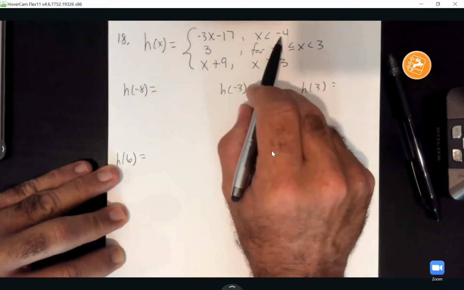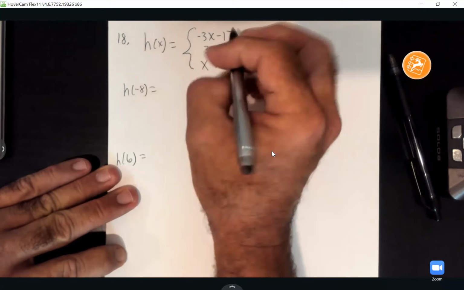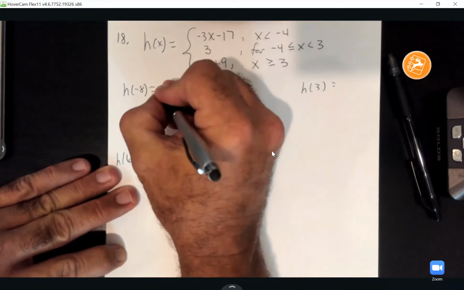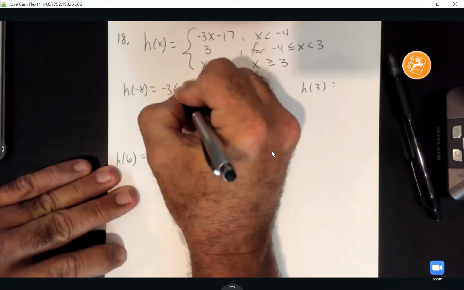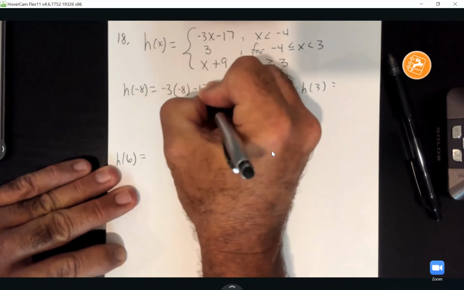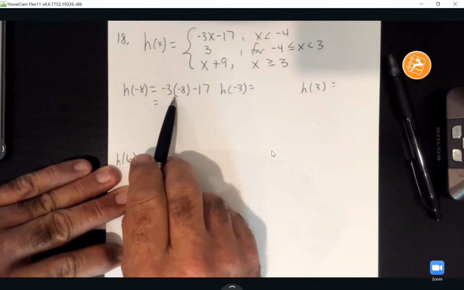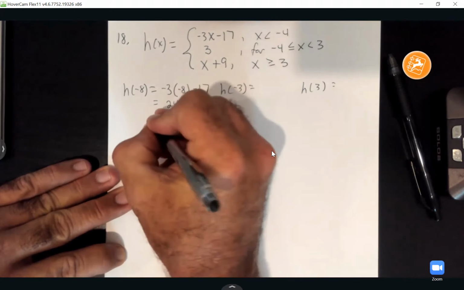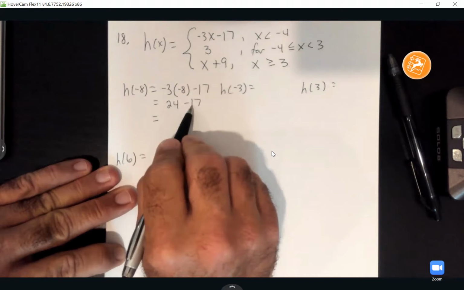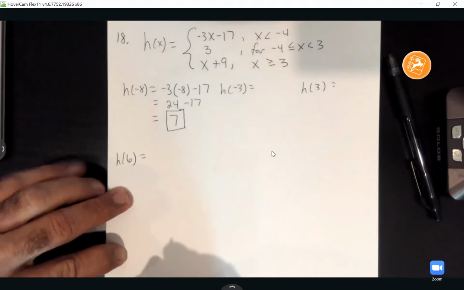So since negative 8 is less than negative 4, we use the first equation. We've got negative 3 times our x, which is negative 8, minus 17. Negative 3 times negative 8 is a positive 24, minus 17. And then 24 minus 17 gives us a value of 7.